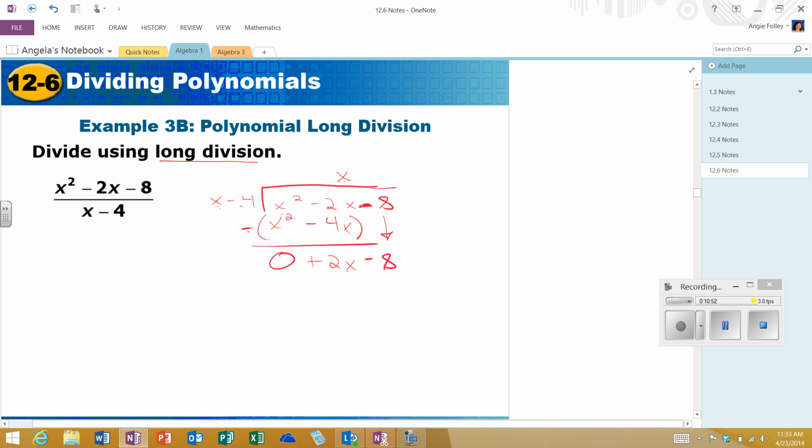Now, x times what equals 2x? Well, times a positive 2. So positive 2 times x is 2x. 2 times negative 4 is negative 8. Now, when I subtract this quantity, 2x minus 2x is 0. Negative 8 minus a minus 8, this becomes a positive, so they cancel, so I'm left with 0. So my answer is x plus 2. That's all that's left over after you divide it out.